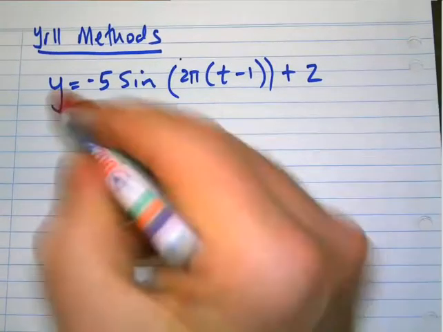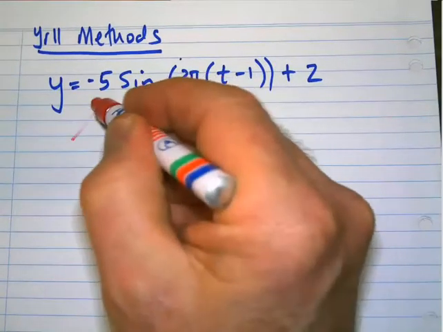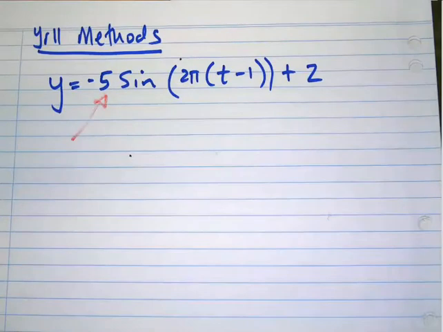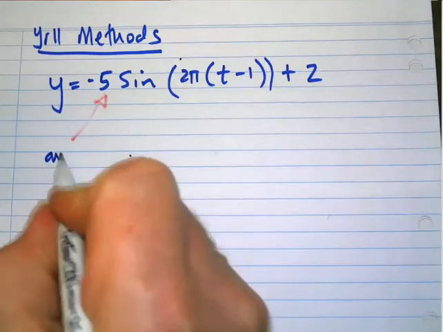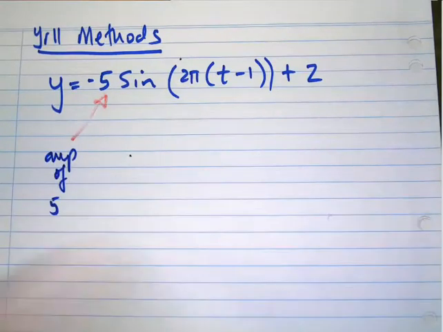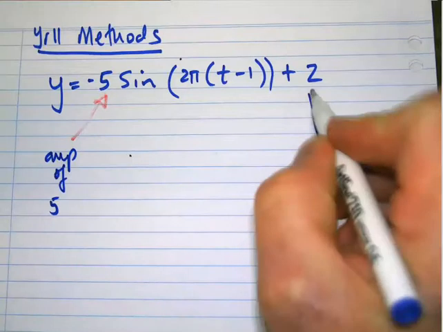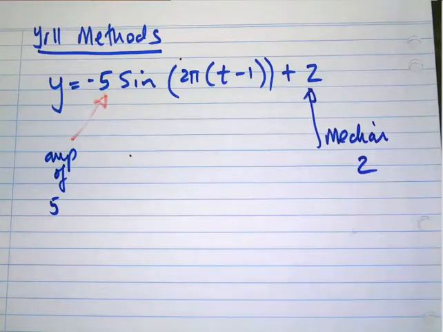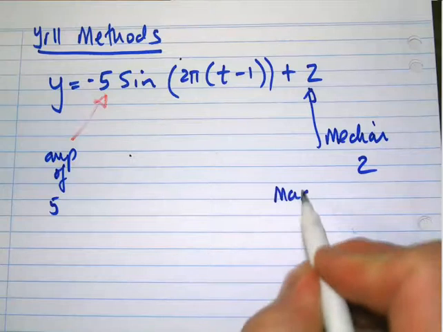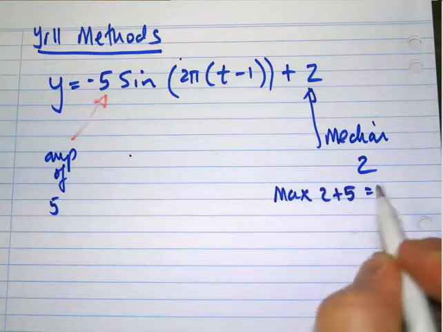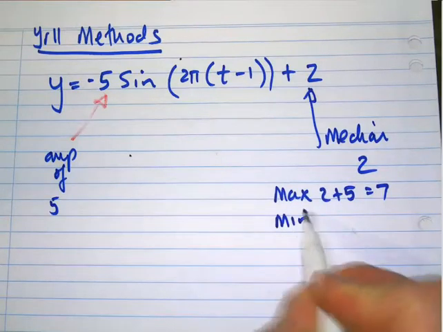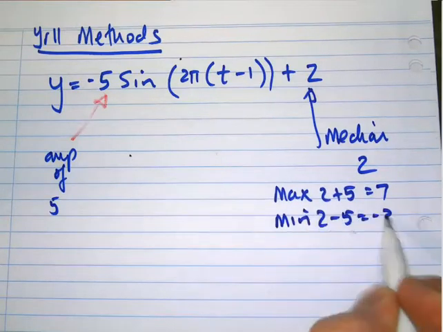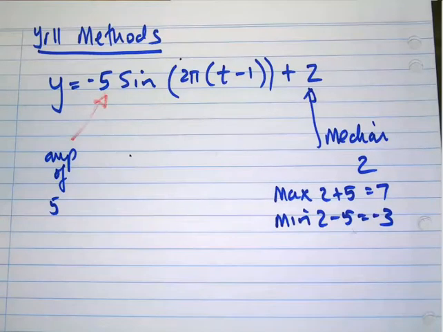Okay, the 5 indicates that we have an amplitude of 5. The 2 at the end indicates we have a median of 2. So our maximum will be 2 plus 5 or 7, and our minimum will be 2 minus 5 or negative 3. So my sine values are going to fluctuate between negative 3 and 7.